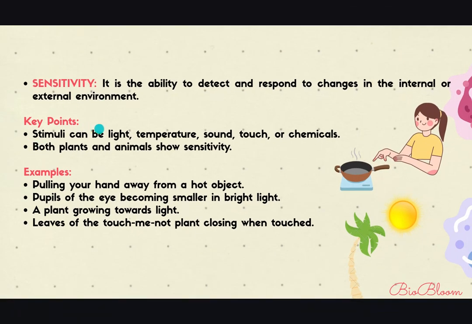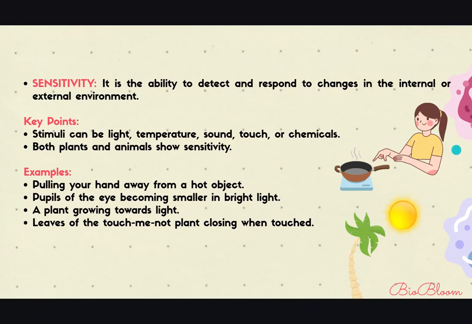So stimuli can be different. It can be light, it can be temperature, it can be sound, touch, or any chemical. So basically, any change that is happening in your internal or your external environment. Now, all of these stimuli that I've listed over here are obviously external stimuli, but chemical can be an internal stimulus. All right, even chemical can be both internal and external.